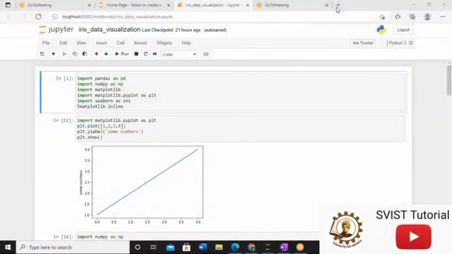So I think you remember what we have discussed about some visualization part regarding the Iris dataset. Now today we will discuss more details. In this case, we will start our coding with some specific implementation.